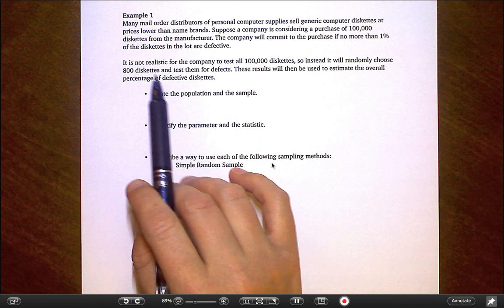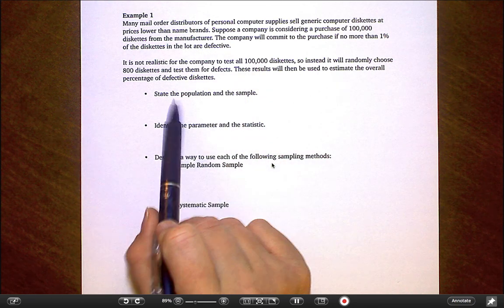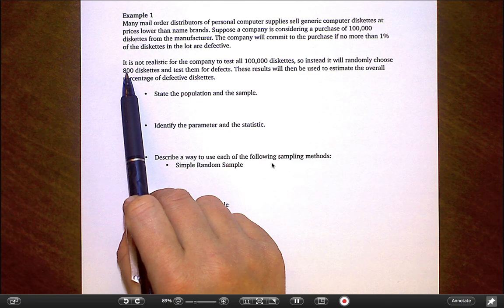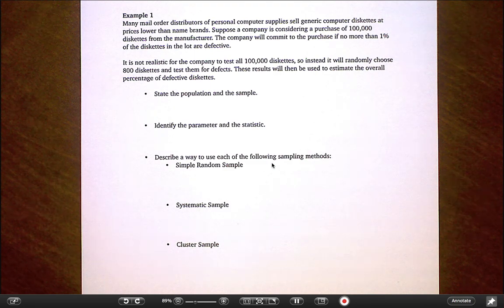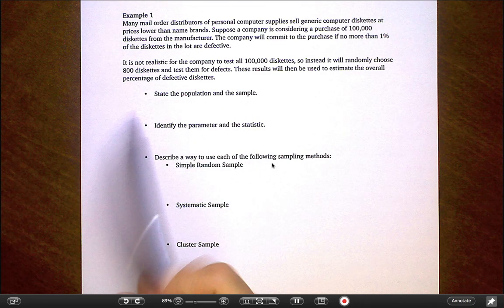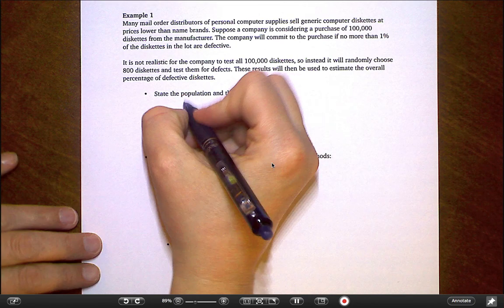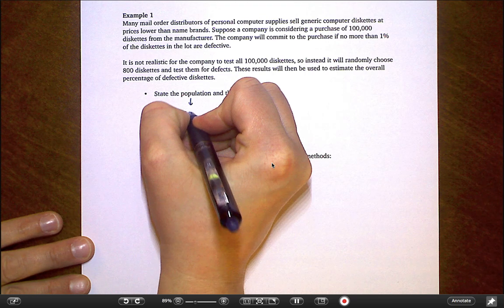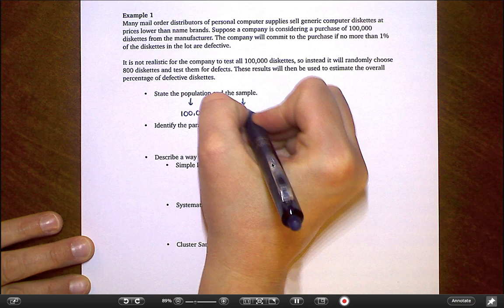Realistically, they're not going to take the time before they commit to purchasing to test all 100,000 of them. So they're going to take 800 of them and test those 800 for defects. Those results will be used to estimate the overall percentage of defective diskettes. Going back to some of the words you learned in the first lesson in this chapter, the population and the sample. Remember, the population is the large group and the sample is the smaller group that you're actually going to test. So the population would be the 100,000 diskettes. The sample would be the 800 that we're actually going to take and test.